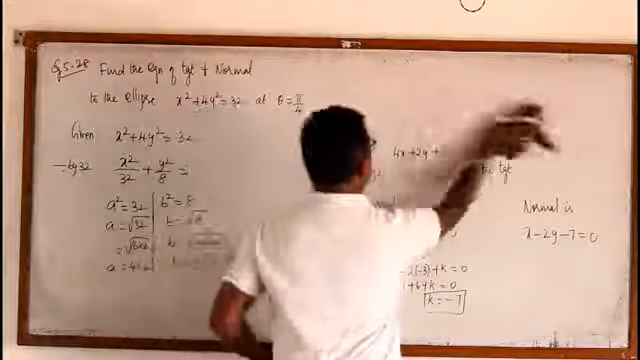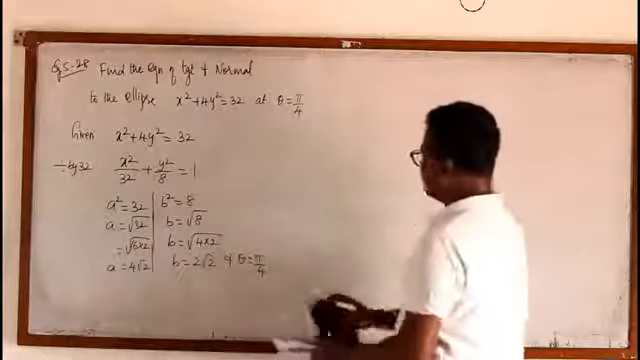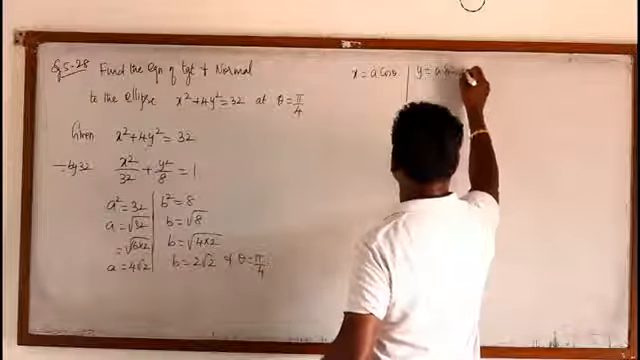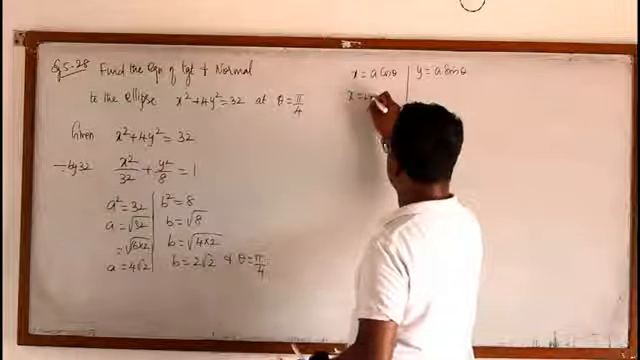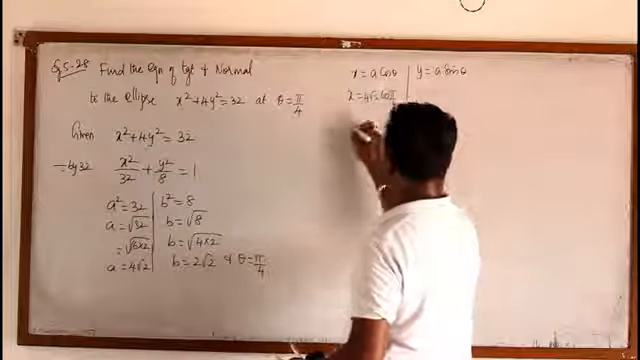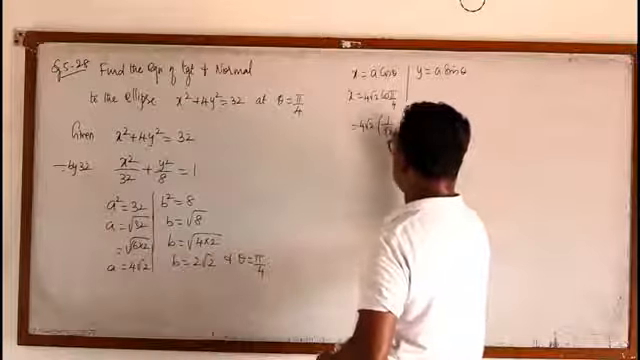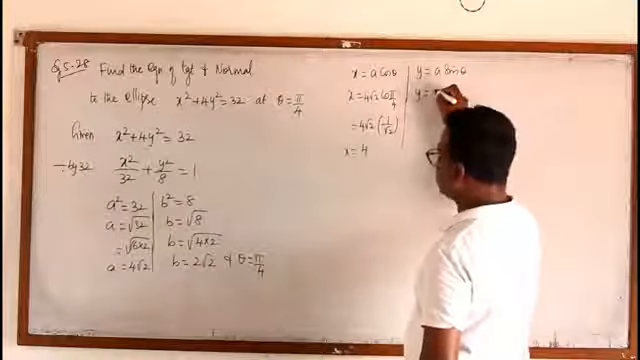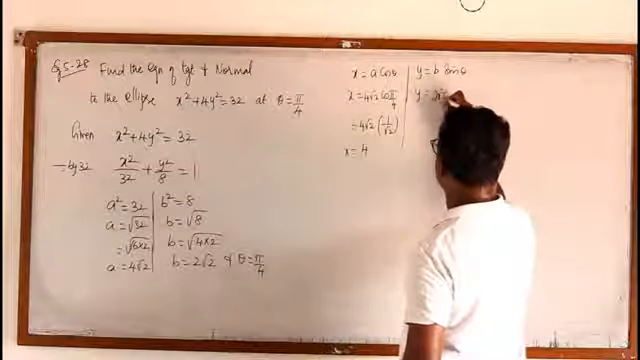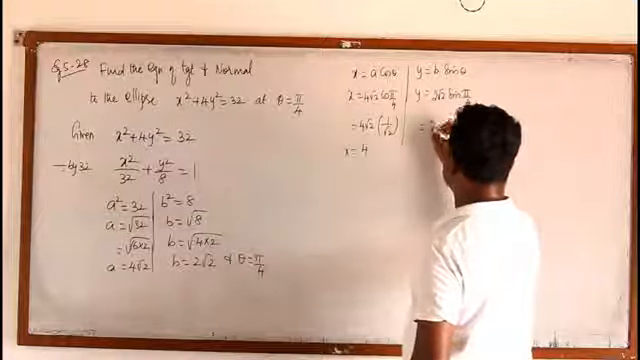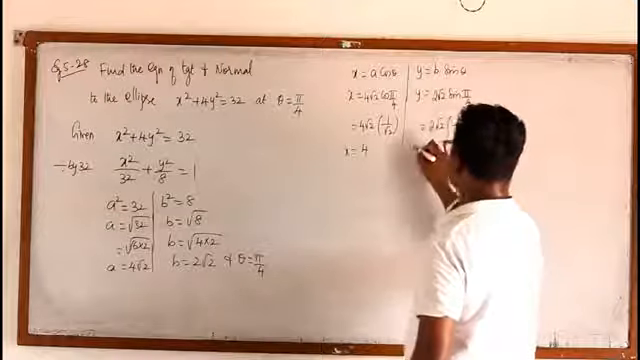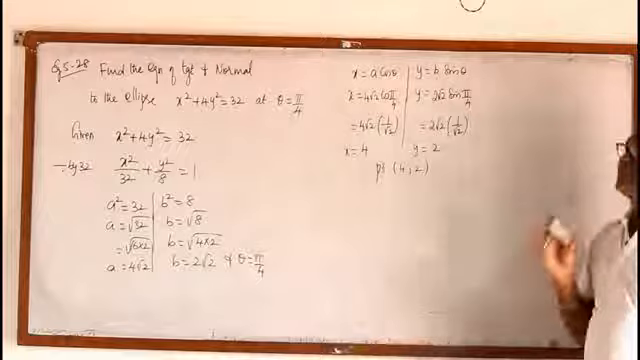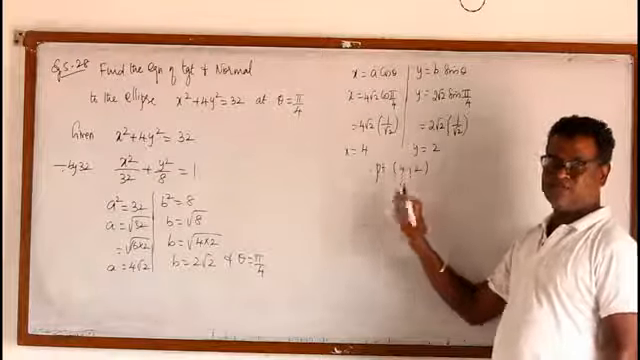We know the parametric equations of the ellipse, x = a cos θ and y = b sin θ. x = 4√2 cos π/4, is it not 4√2 into 1/√2, √2 cancels, x = 4. Similarly, y = b sin π/4, b is 2√2, it is 2√2 into 1/√2. So √2 cancels. Therefore, the point is (4, 2). Now can you understand? It's enough for me to find the equation of tangent and normal at (4, 2).